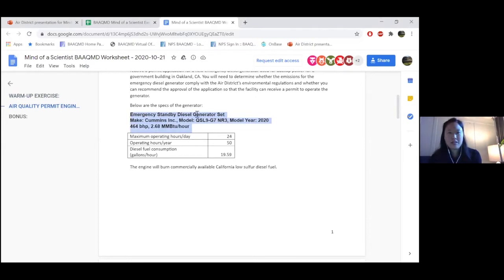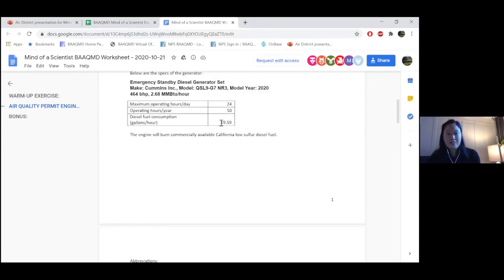And so it talks about, it's a backup generator. So if a facility ever runs out of power or experiences a shutdown, they need a backup generator. And we have the make, the model year, the brake horsepower of the engine, and the BTU per hour. And then we'll see that the maximum it can operate is 24 hours per day because there's only 24 hours per day. And with diesel backup generators, we usually limit them in the permit to about 50 hours per year. And the fuel consumption of this engine is almost 20 gallons per hour.